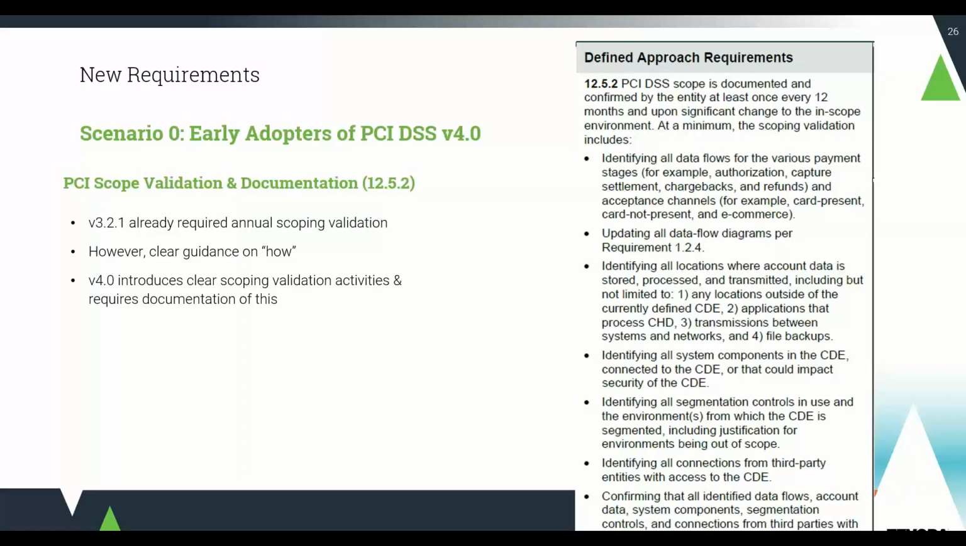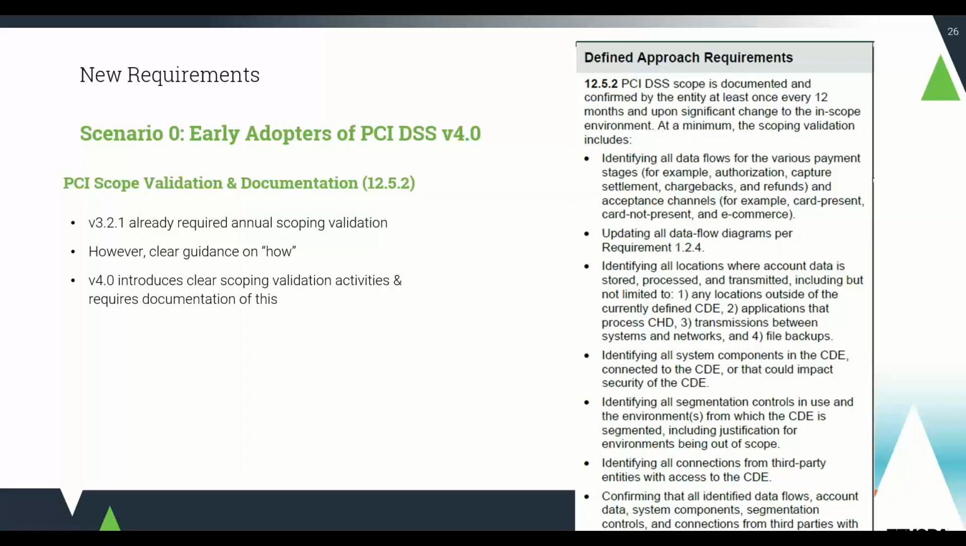Now, for all organizations, both merchants and service providers, there is an additional requirement around scoping validation. In 3.2.1, this was already required, but it wasn't necessarily within one of the numbered requirements. It was mentioned up at the top of the document on the very long summary and overview page that everyone generally skips. It does talk about the need to do annual scoping validation, but there was really no clear guidance on how to do it.